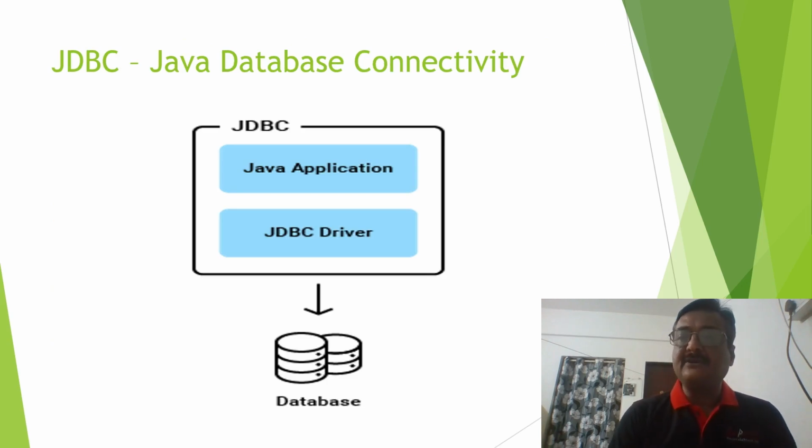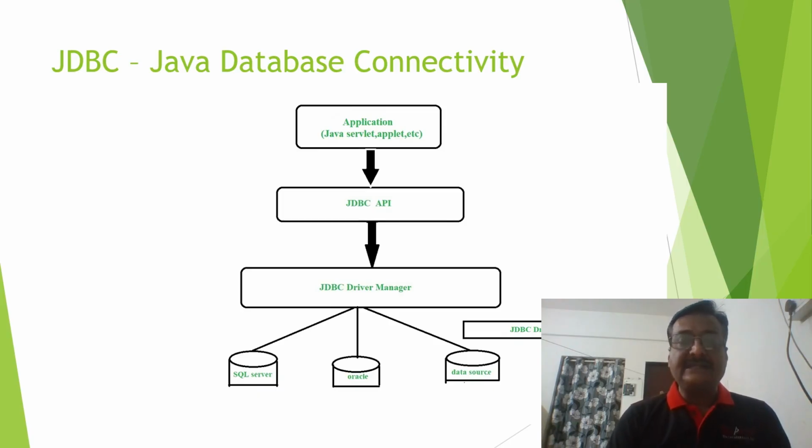This is the first-level diagram where you can see where the JDBC driver lies. At the top is the Java application. Between the Java application and the database, there is a layer of the JDBC driver. So the JDBC driver works as a middle part between the Java application and the database.